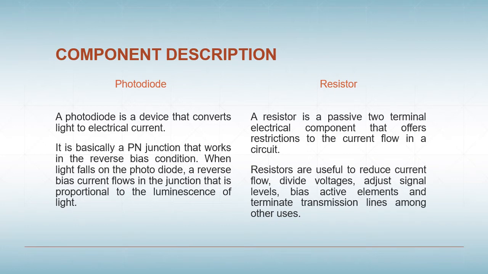Resistor. A resistor is a passive two-terminal circuit component that offers restrictions to the current flow in a circuit. Resistors are useful to reduce current flow, divide voltages, adjust signal levels, bias active elements, and terminate transmission lines, among other uses.